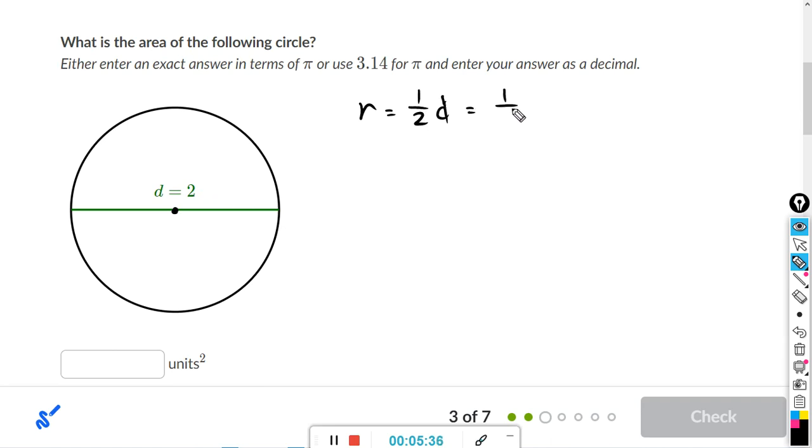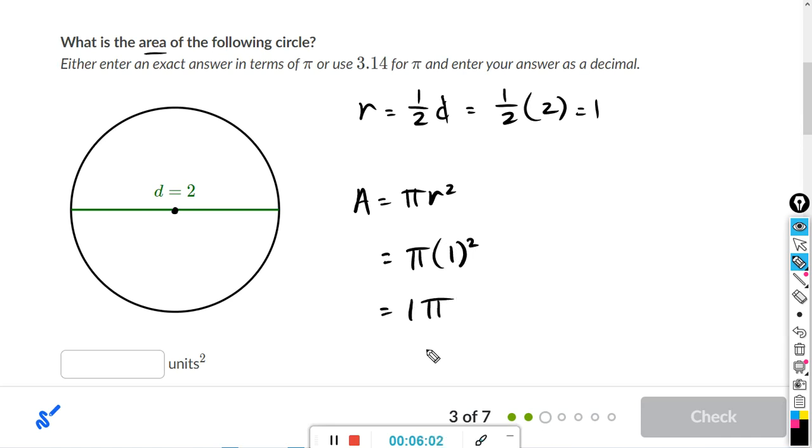So it's going to be half of 2, which is just 1. All right, but we're looking to find the area. So the area is pi r squared. Okay, we have the pi, and r equals 1, so that's going to be 1 squared. Okay, 1 times 1 is just 1, and we still have the pi. So you can enter 1 pi, or you can even just enter pi. It's the same thing. Okay, just like the variable x. If it's 1x, it's the same as just x.